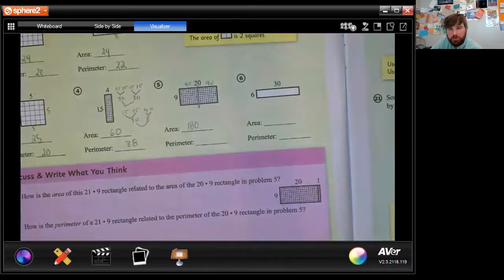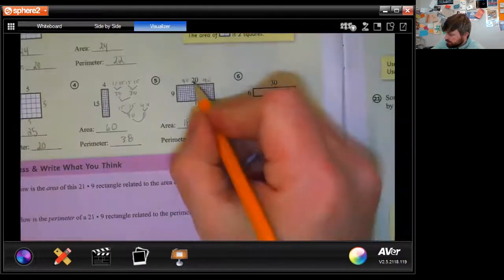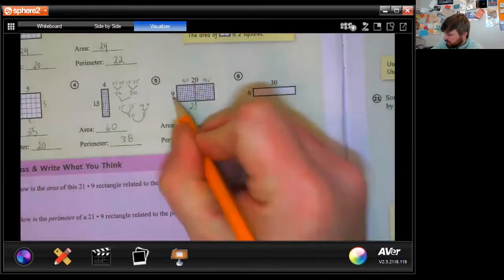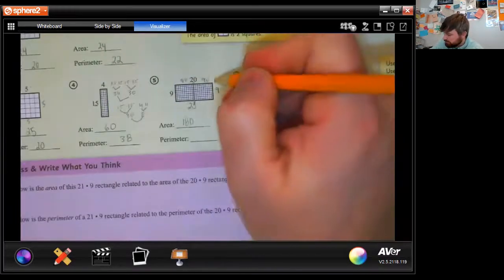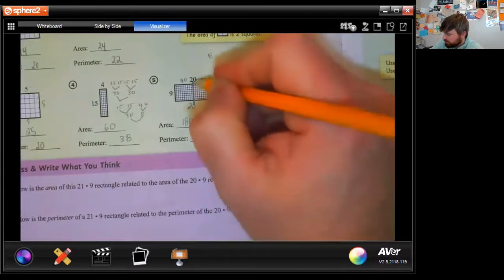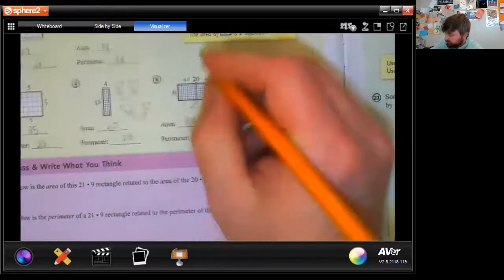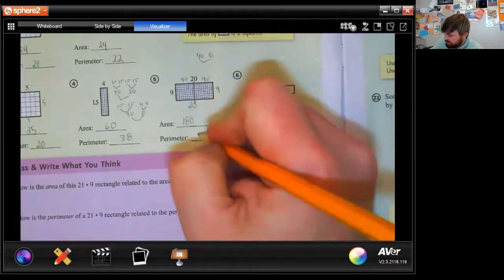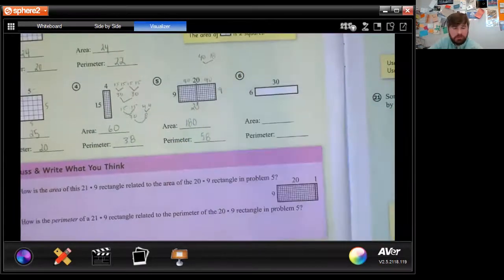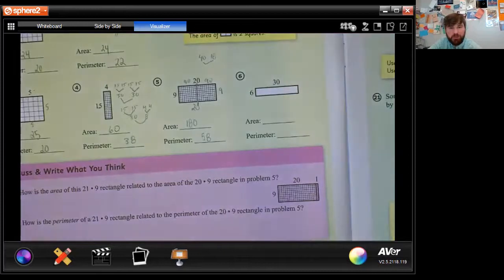Okay. So we can split these things up into larger chunks if we want. In the perimeter, you got 20, 20, 9, and 9. 9 plus 9 is 18. And 20 plus 20 is 40. And 40 plus 18 is 58. Okay, so we got 58 on that perimeter.